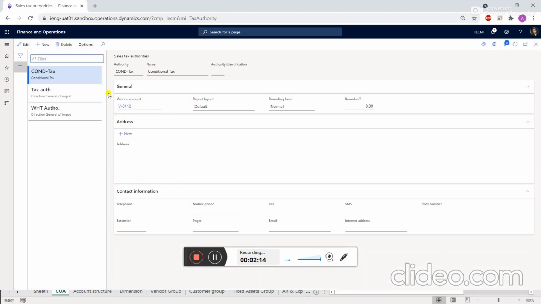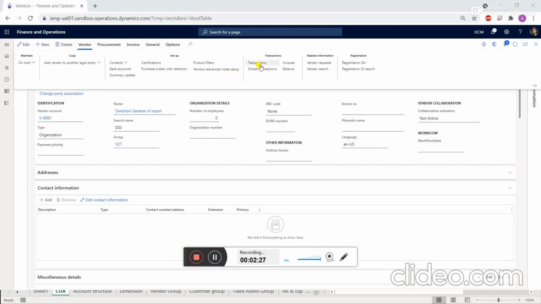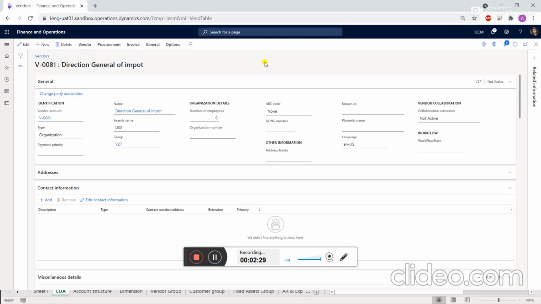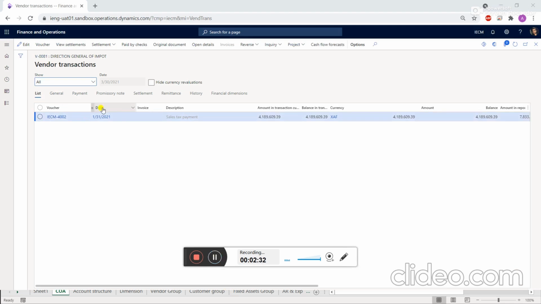If you have any confusion, the normal sales tax account is V-0081. If I go to V-0081, on the vendor part I click on transactions. You can see that all the transactions of that particular month have been netted off, and the amount is available. This is a liability that we are obliged to pay to the tax authority. The payment you can process like a normal vendor payment that we usually do.